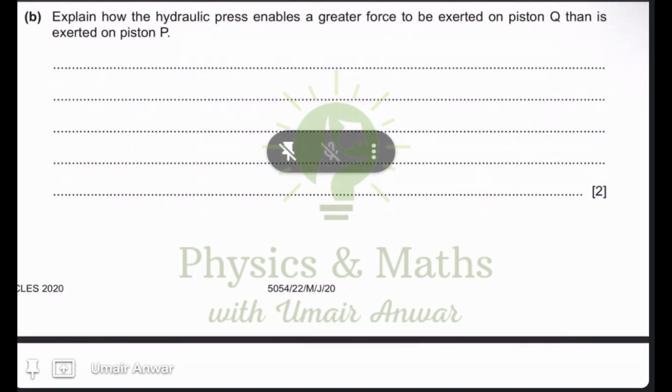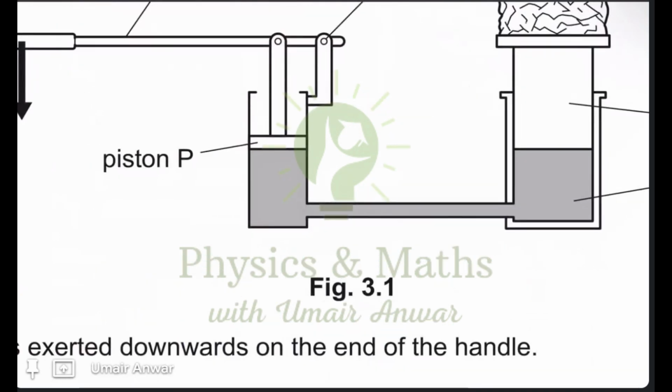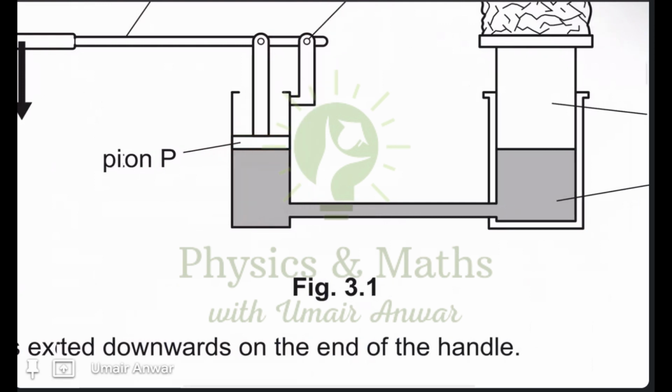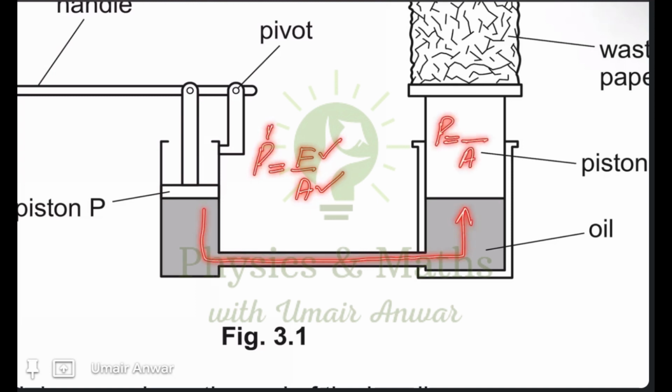Next part. Explain how the hydraulic press enables a greater force to be exerted on piston Q than is exerted on piston P. On the piston P, we can see that the area of the piston is smaller, and on the piston Q, we can see that the area of the piston is larger. So whatever pressure is generated on this piston P by dividing the force with the area, the same pressure is transferred through the oil to the piston Q. And for this piston Q, since the area is larger, for having the same amount of pressure as the answer, the force has to be larger as well.